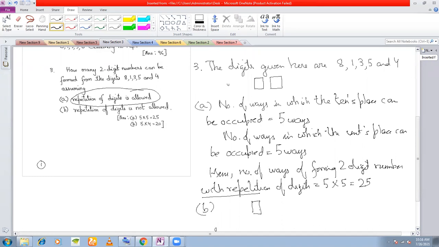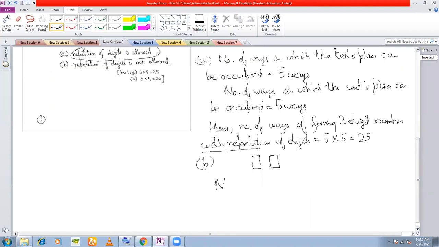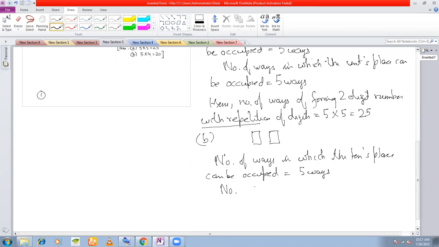Now again you have 2 places, right? So the number of ways in which the tens place can be occupied: 5 digits are given, so 5 ways. Where there is no zero. If there was a zero, you could not include zero in that place, because if you put zero, it will become a single digit number, right?